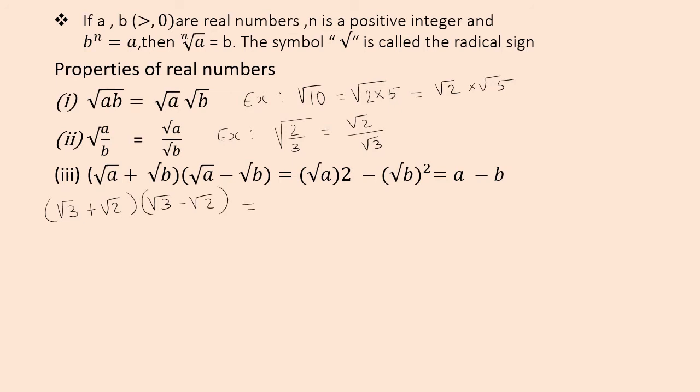That is equal to, here root 3 is a and root 2 is b. So it will be a square minus b square. That is root 3 square minus root 2 square. Root 3 square means 3, minus root 2 square means 2. That is equal to 1.